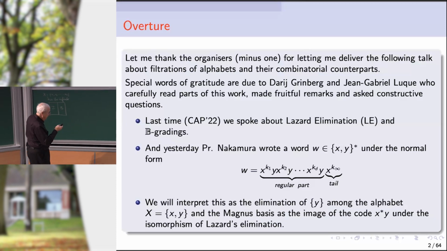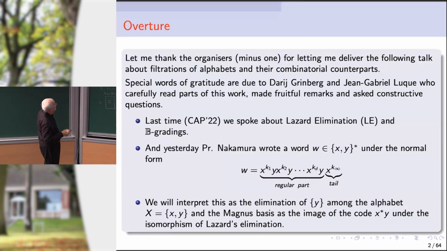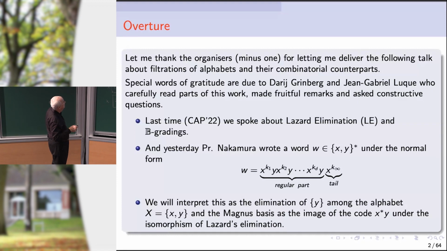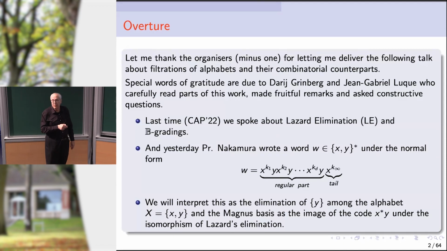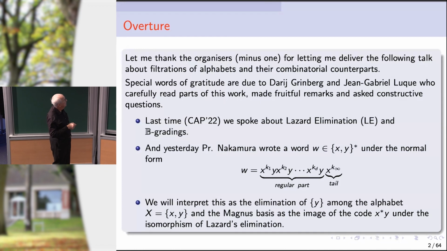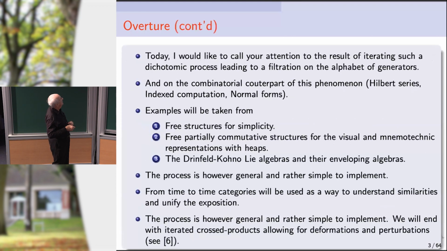So yesterday, Professor Nakamura launched a decomposition of a word, very simple. If you have two non-commutative letters, and you express a word, and you choose, in this context today, to eliminate Y. Eliminate will mean that the tail does not contain any more Y. So we have a regular part, as he said, and the tail is where the Y is eliminated.